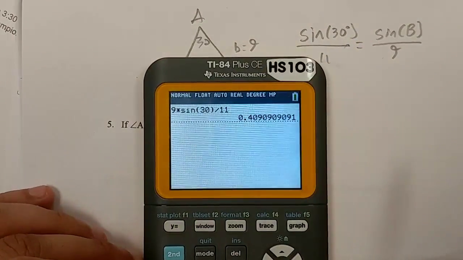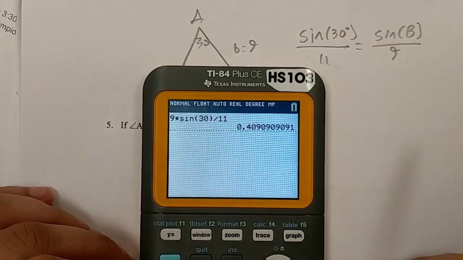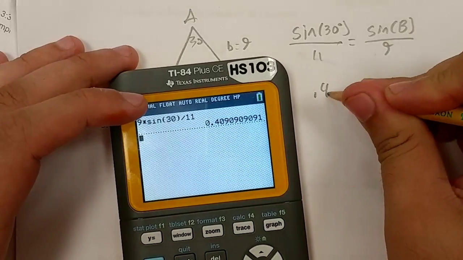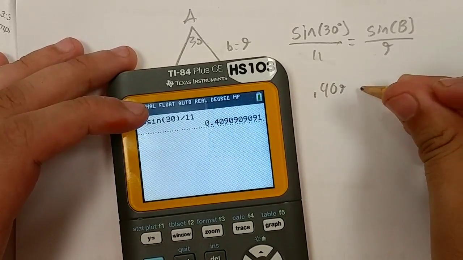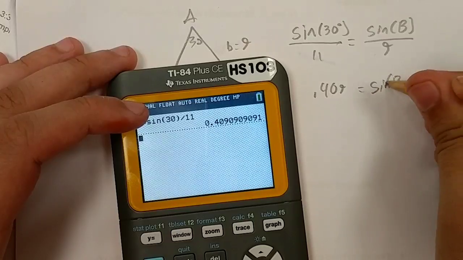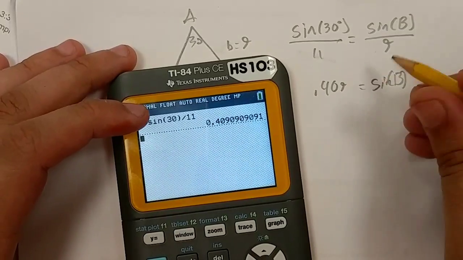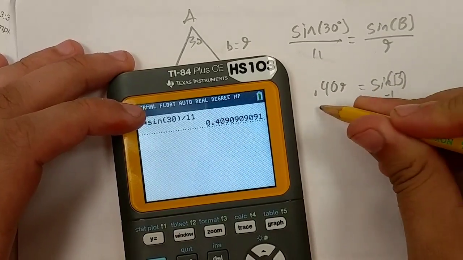So we get to that point. Now I need sine of b. So it's actually 0.409 equals sine of b. In order to get rid of sine of b, I have to use inverse sine.